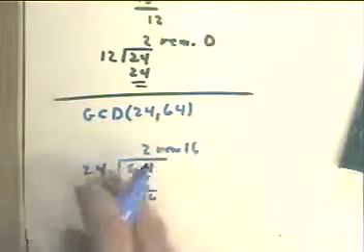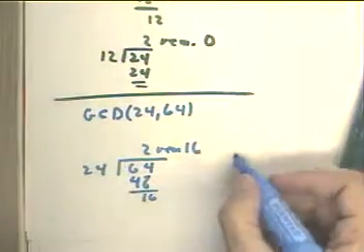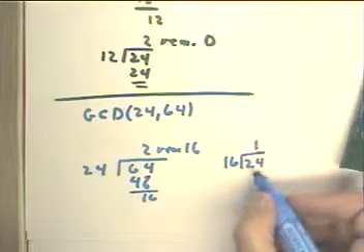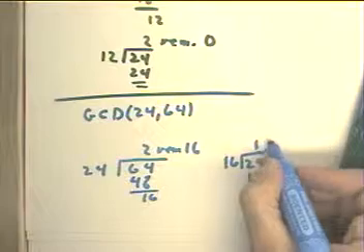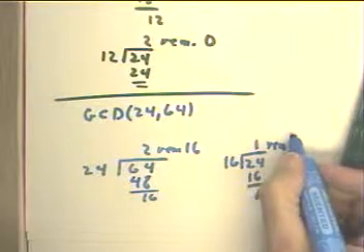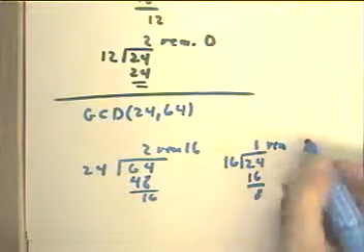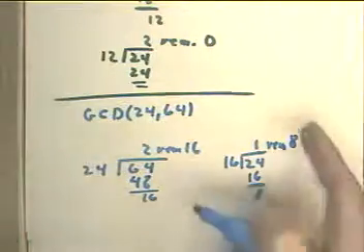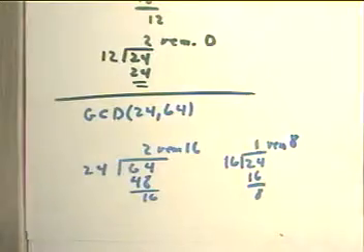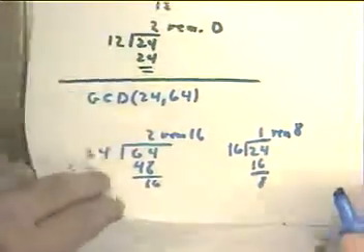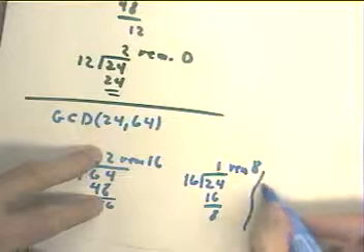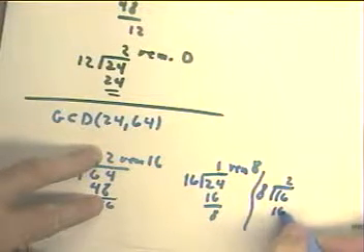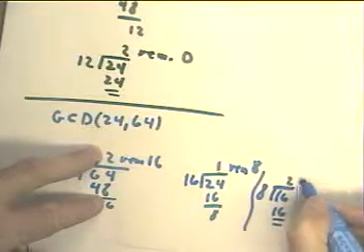Now we take the 16 and divide into 24. And we get 1 with a remainder of 8. And then we divide 8 into 16. Didn't leave myself a lot of room here, but 8 into 16 is 2 with a remainder of 0.